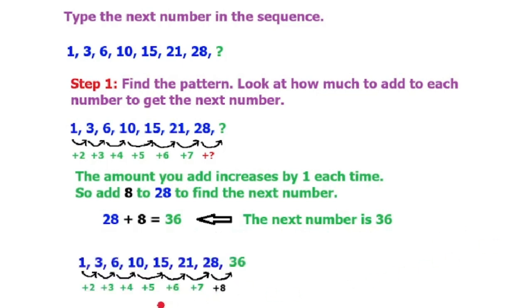So let's put that in. So here's the question mark is plus 8, and you add 8 to 28 to get 36. And that's the next number in the sequence.